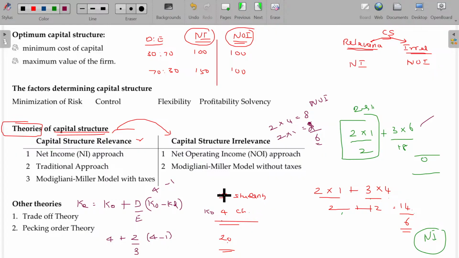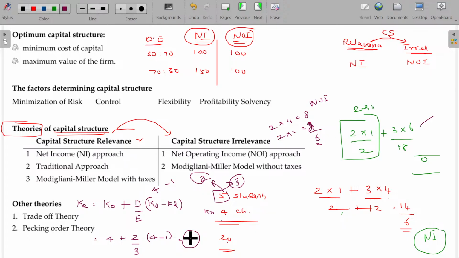How many equity shareholders do we still have? 3 equity shareholders. So out of 5 students, 2 are debt, 3 are equity. 2 students are taking only 1 rather than 4. There's a saving of 3 per head for 2. 2 into 3, 6 is saved. That will be taken by the remaining 3 equity shareholders. So divide that by 3. So what is the ultimate value? Ultimate value 6. So equity shareholders will demand 6.